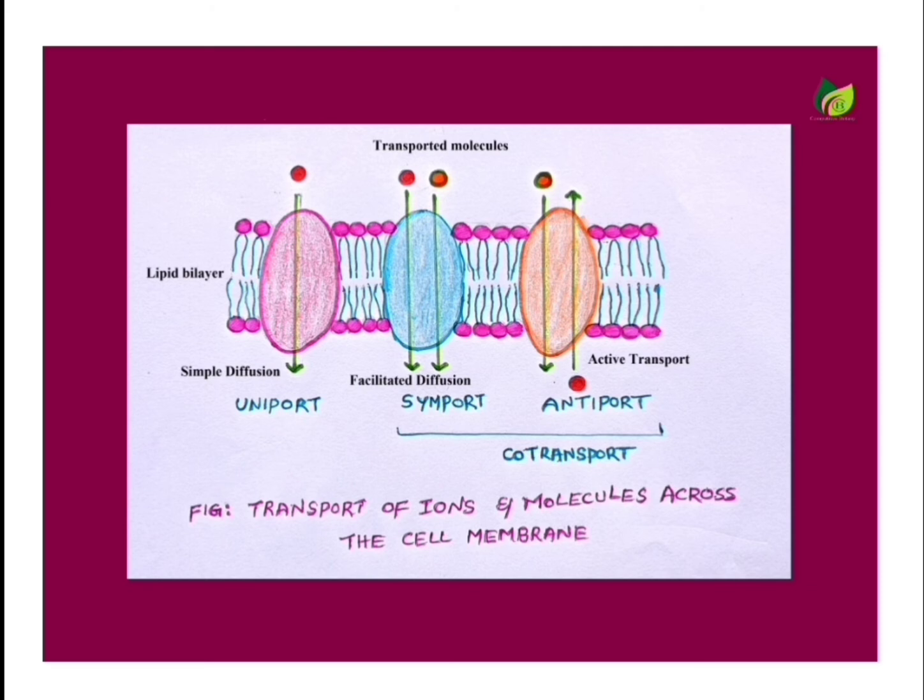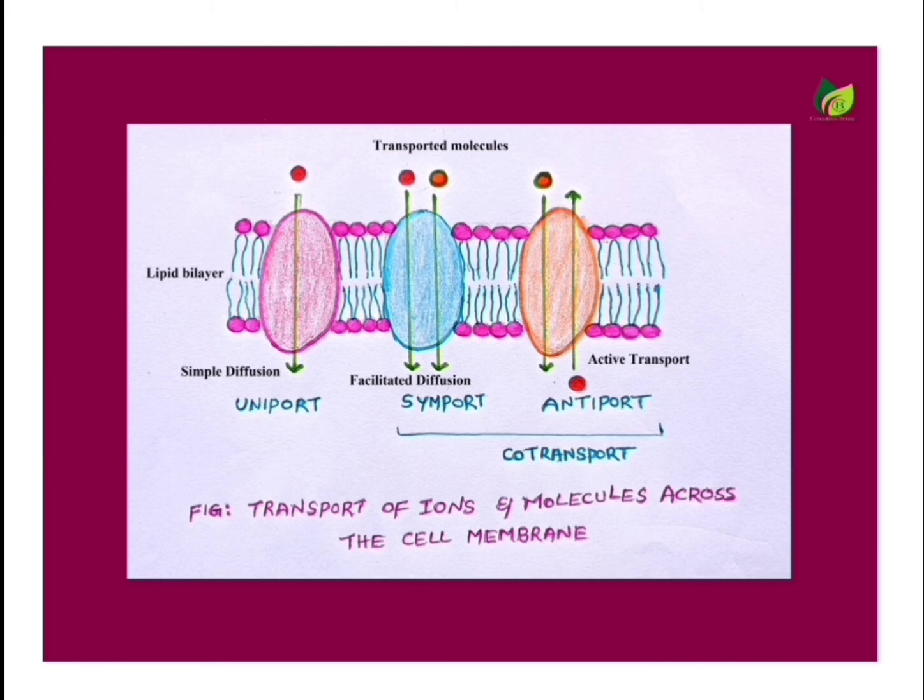Transport of molecules through the uniporter protein is a type of simple diffusion, while the transport of molecules through the symporter protein is a type of facilitated diffusion. But both come under passive transport. That means they do not use any external energy.